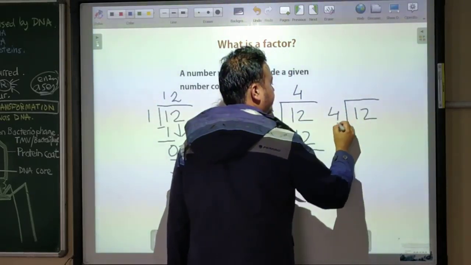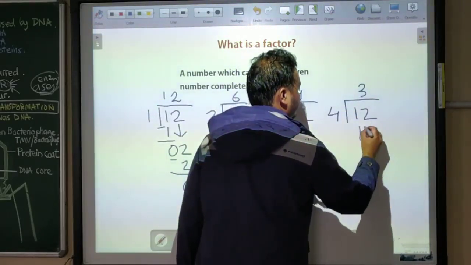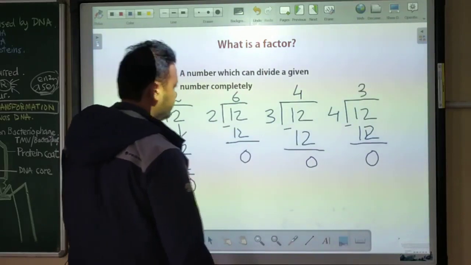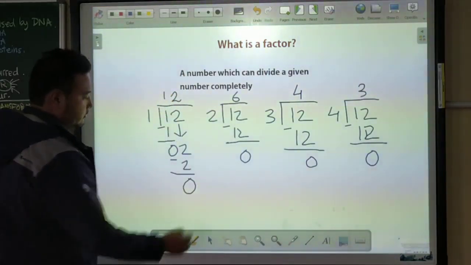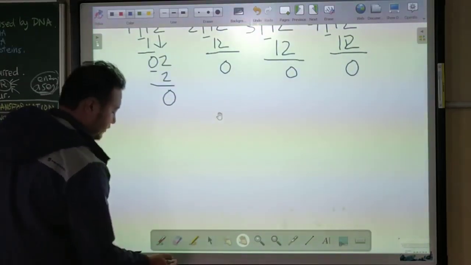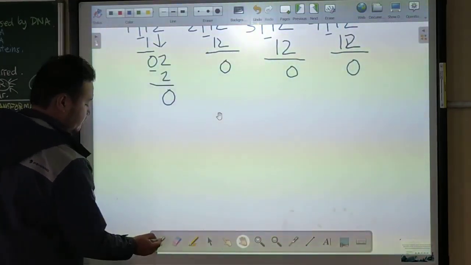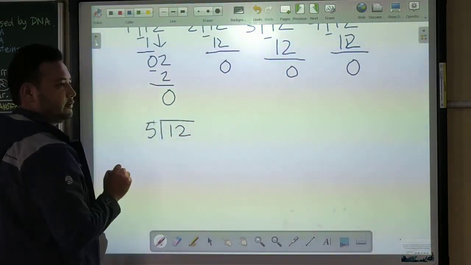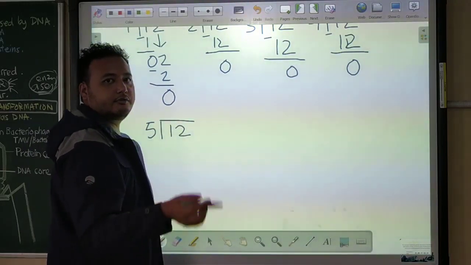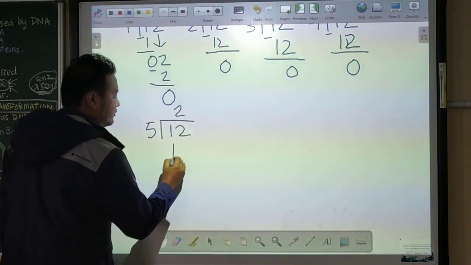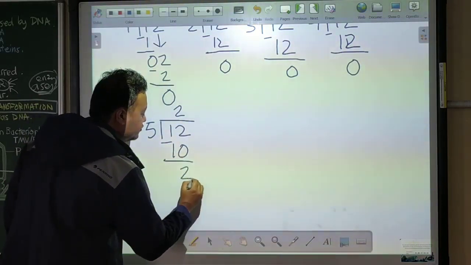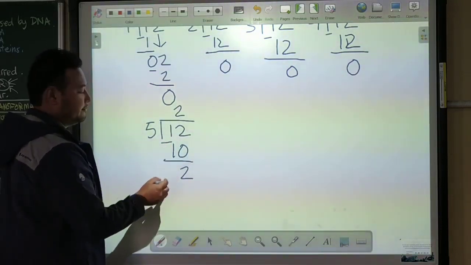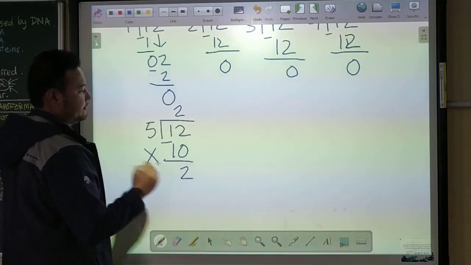With 4 we have 4 3s are 12 and the remainder is 0 again. Okay? Let's try with more numbers. With 5, you have 5 2s are 10 and 5 3s gives you 15. So we have to go with 2, but here you get a remainder of 2. So 5 is not a factor of 12 because it does not divide it completely, it gives a remainder of 2. So this is not a factor.